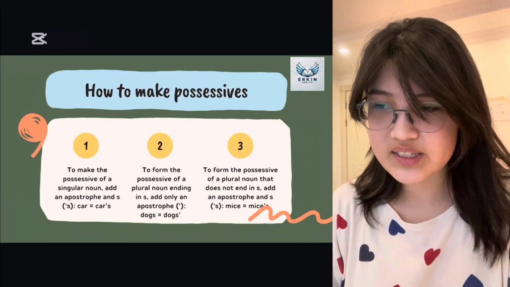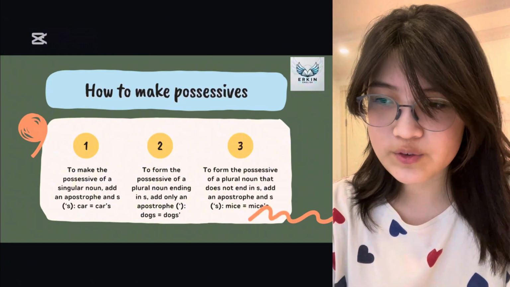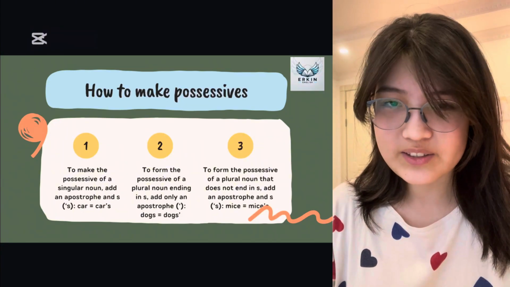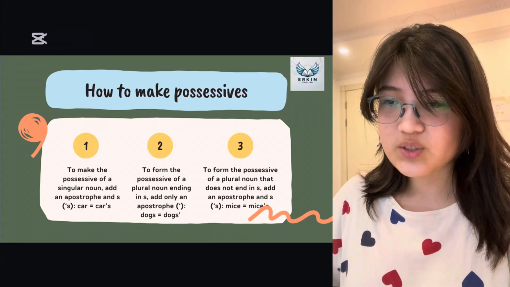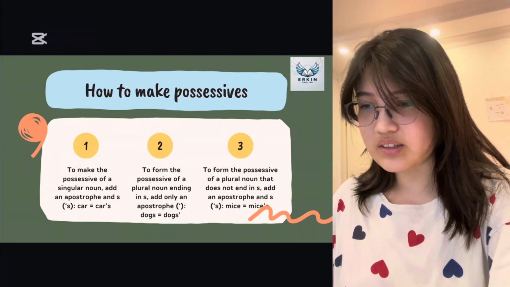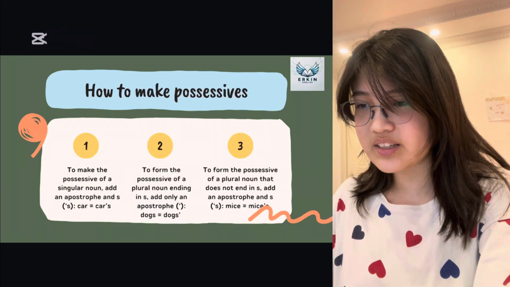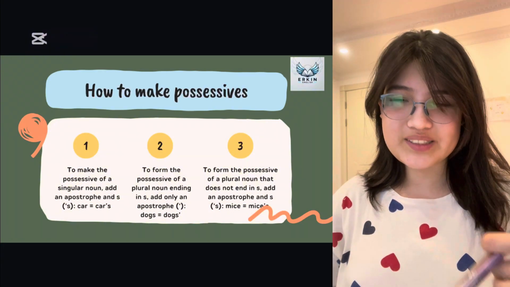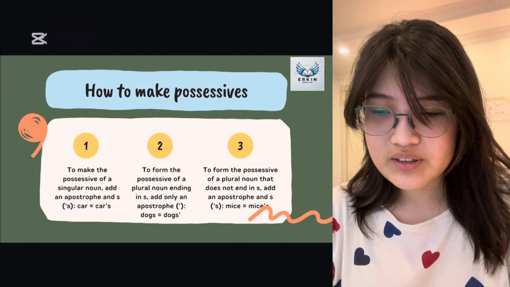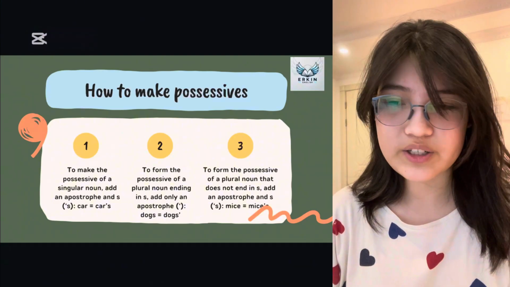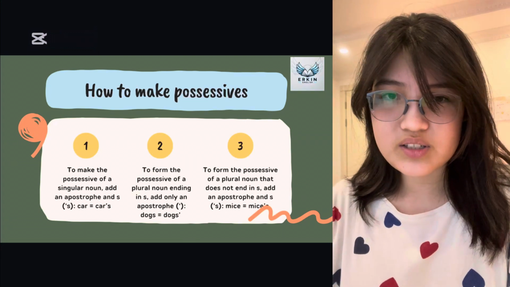So how do we make possessives? For possessives, there are three major rules. First rule is for singular nouns. So to make a singular noun into its possessive form, we just need to add an apostrophe and an S. For example, here we have the word car, which is a singular noun, and by adding the apostrophe and S, it will turn into a possessive noun. So car's. Car's can be used for example, the car's horn or the car's steering wheel. So the steering wheel belongs to the car, which is a singular noun.